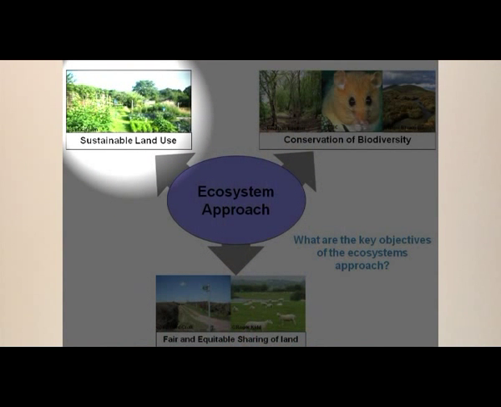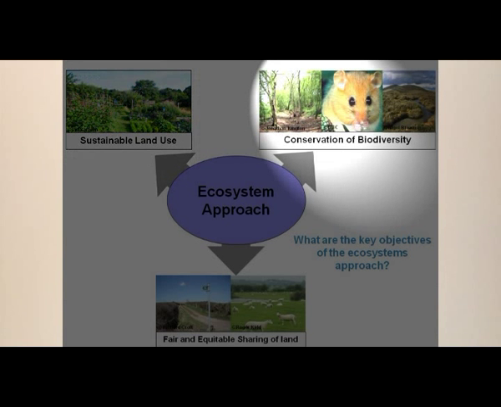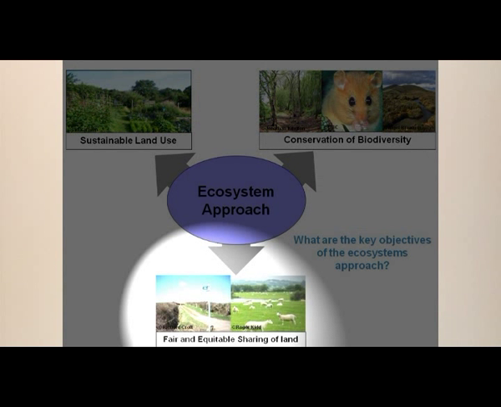The key objectives of the ecosystem approach are outlined in the Convention on Biological Diversity, which is an internationally legally binding treaty to sustain the rich diversity of life on Earth. The United Nations has declared the period from 2011 to 2020 as the UN Decade on Biodiversity. There are 3 main objectives to the treaty: sustainable land use, which means the economic value of the land; conservation of biodiversity, which we can think of in terms of environmental gain; and fair and equitable sharing of the land, meaning the society's benefits from a block of land.